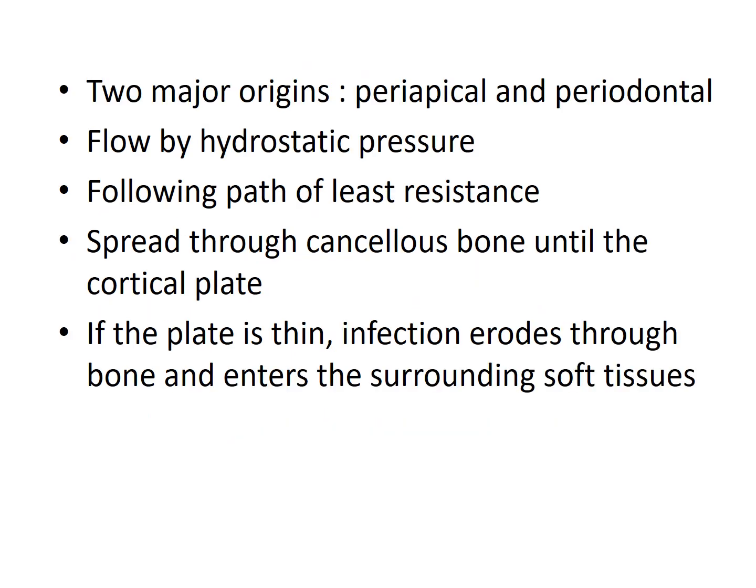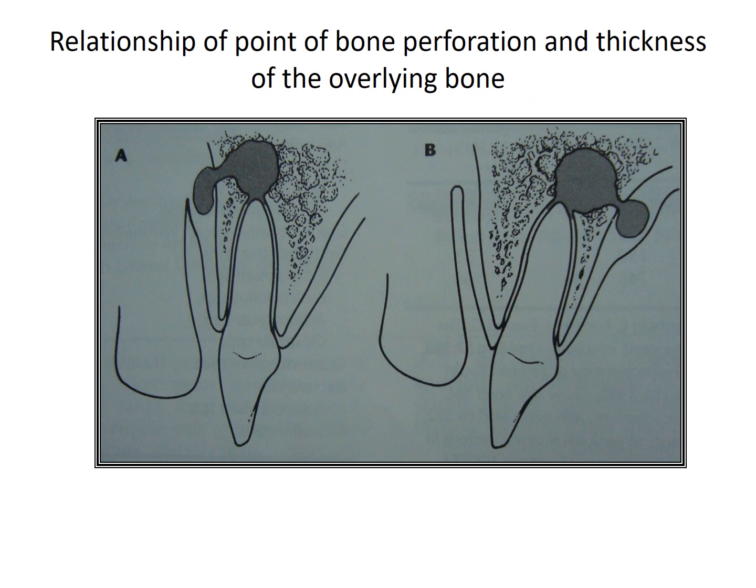The two major origins of odontogenic infection are periapical and periodontal origin. This will start with flow by hydrostatic pressure, then it will follow the path of least resistance and spread through cancellous bone until the cortical plate. And if the plate is thin, infection will erode through the bone and enters the surrounding soft tissue. This diagram shows a relationship between the tip of the root or the apex of the root and the thickness of the overlying bone.